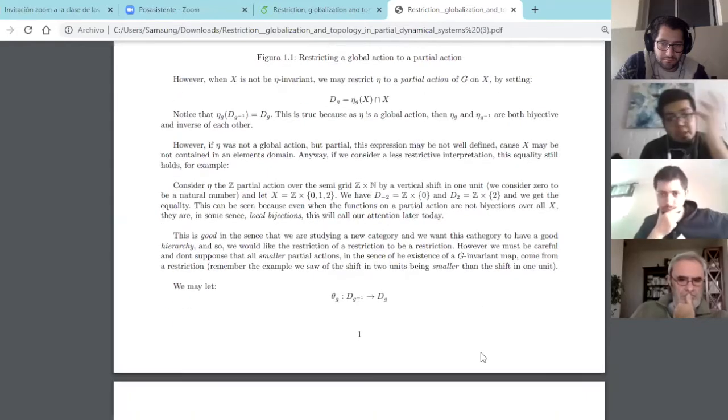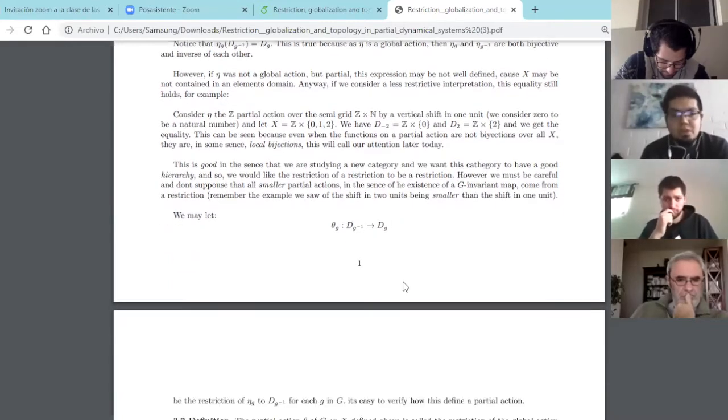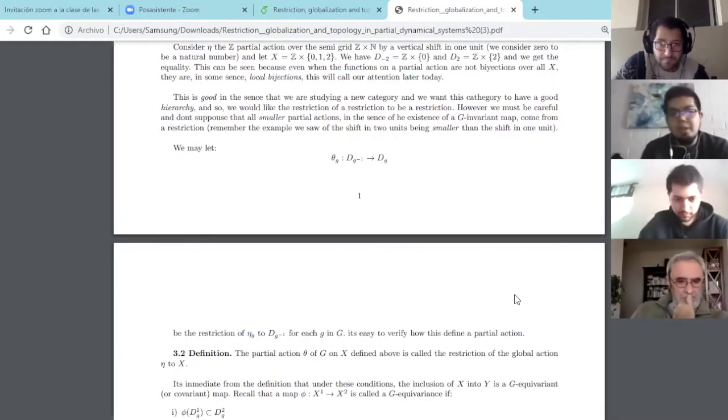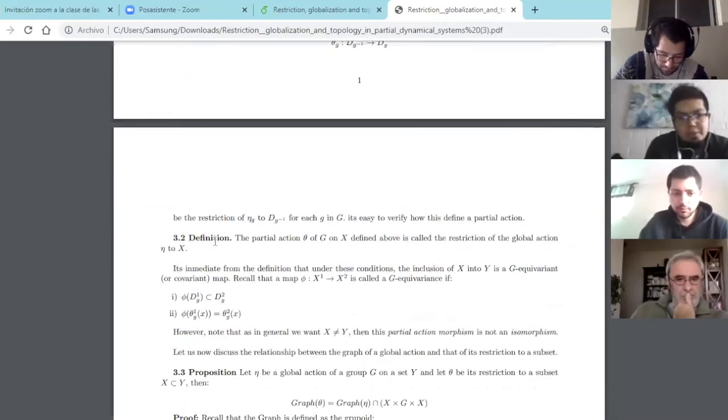And so in this fashion, we consider theta sub g, as it should be in the notation of Diego, and it will be the restriction of this, that's our original global action. And this easily defines a partial action. And I want to make the comment that my numeration here is according to Exel's book, just in case any of you want to check something in comparison with that book.